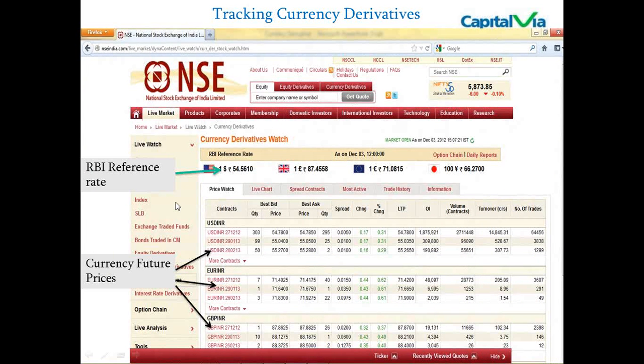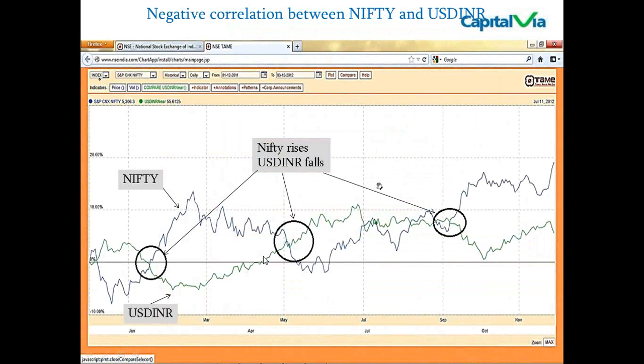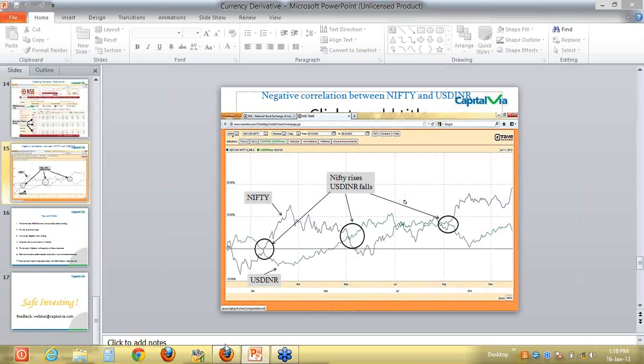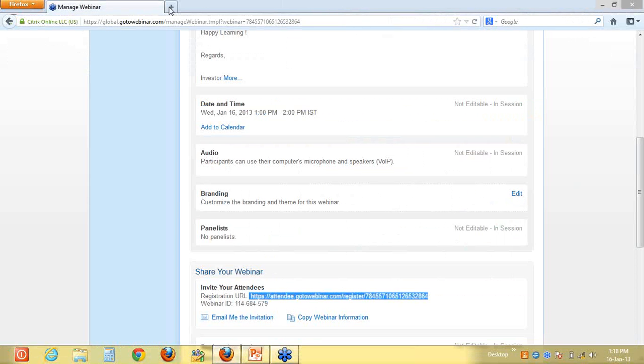Now when you go to the currency derivative page, you can see the RBI reference rate. The RBI reference rate is the price which RBI declares at 12 p.m., 12 noon every day. This is the price which RBI decides among its panel and declares specifically to be used for the physical trading of currency when you trade through the banks. Now these are different currencies, USD INR, Euro, GBP, and different future prices of the currency derivative. Now let me show you a real example of how currency derivatives work.